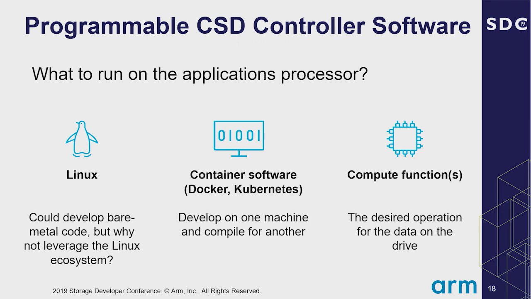Okay, great, let's run Linux. Well, now what? Well, the next thing would be container software. Something like Docker or Kubernetes, so that we can compile on one machine and then download to our drive that's running a different architecture most likely. And then of course our compute function, whatever it is that we want to compute. So let me get into a little bit more detail on each of these.